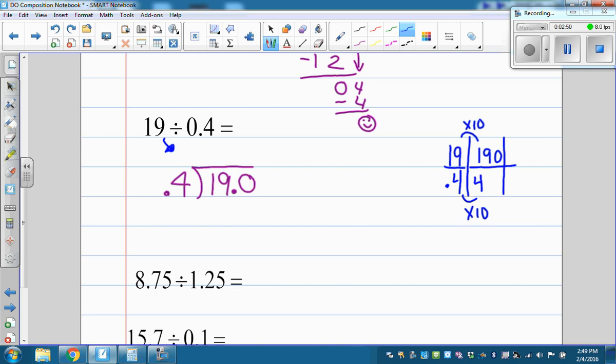That means you would move this decimal to here, and you would move that decimal to here, and then you would put it up here. Just to think about it, it's telling you how many times does 0.4 go into 19, so it has to be a big number. That's right. So estimating first is a good idea.